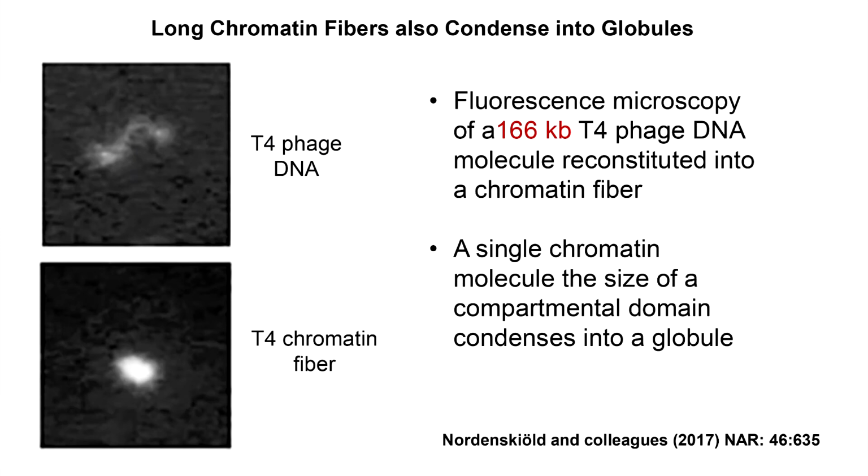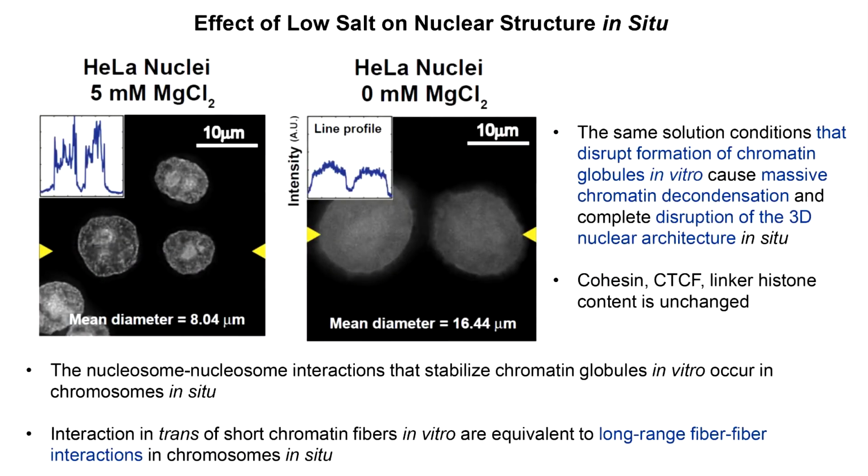Recently, the Nordenskjöld lab published a paper where they looked at T4 phage DNA that had been reconstituted into nucleosomes. You don't get a very nice chromatin sample when you do that, but I think the results are still valid. Here's the DNA molecule alone. This is fluorescence microscopy again. Here is the T4 DNA reconstituted into nucleosomes in the presence of salt. It condenses into a globule. Okay, so there's nothing artifactual about the short arrays. They're doing the same thing and forming the same structures as a 166 kilobase T4 phage DNA molecule.